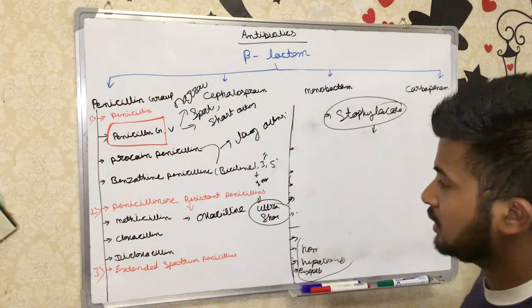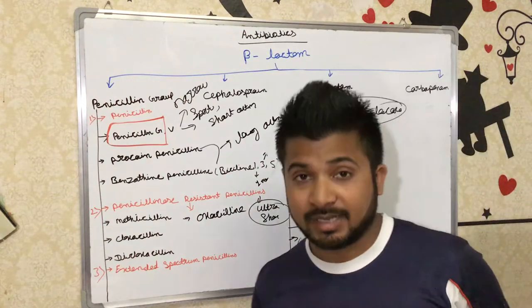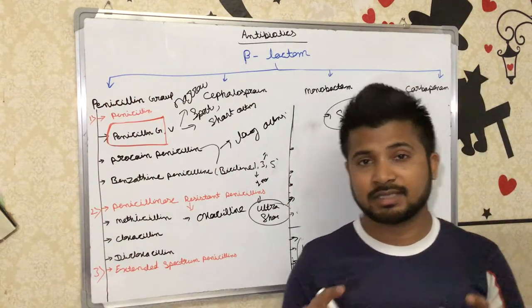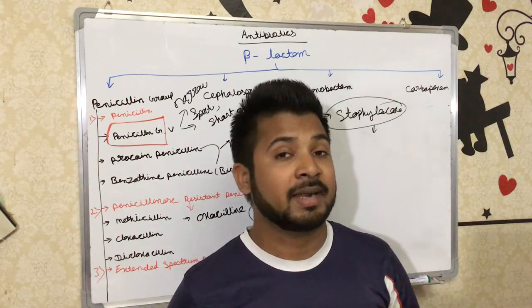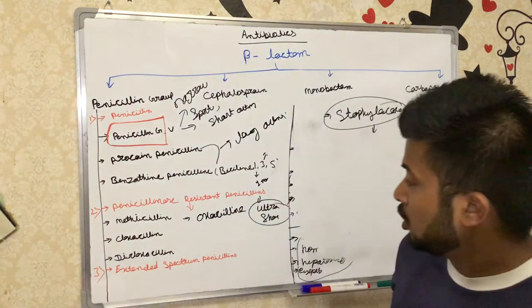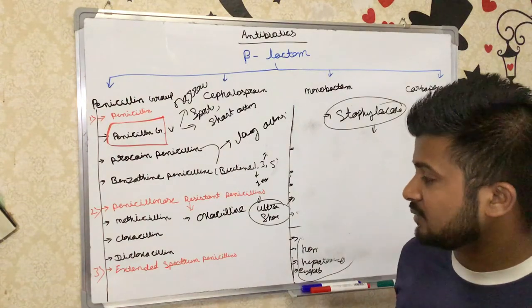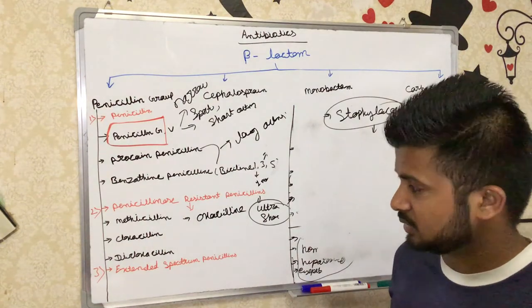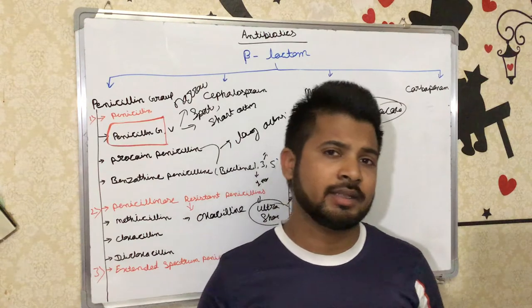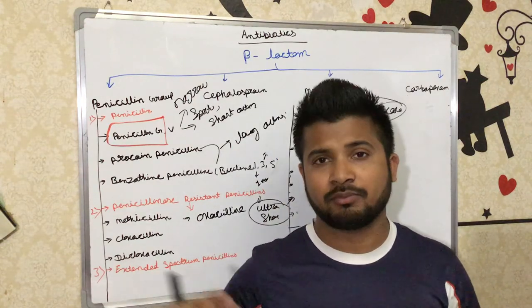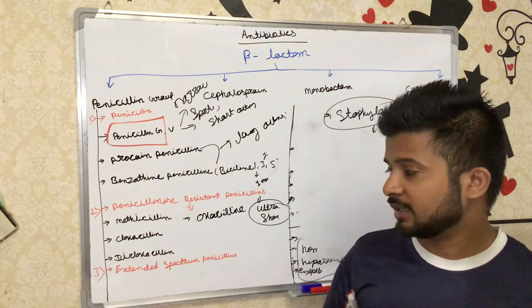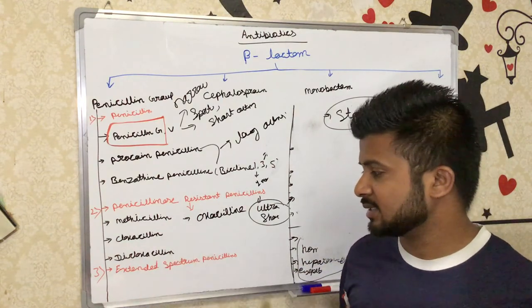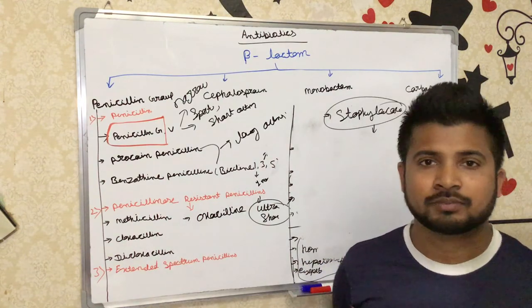Now we'll discuss what penicillinase is first of all, because penicillinase is nowadays the main reason for bacterial resistance. After penicillinase we'll discuss the extended-spectrum penicillins. This we'll discuss in the next session because it will be too big. So till then take care, and in the next session we'll discuss penicillinase and extended-spectrum penicillins.